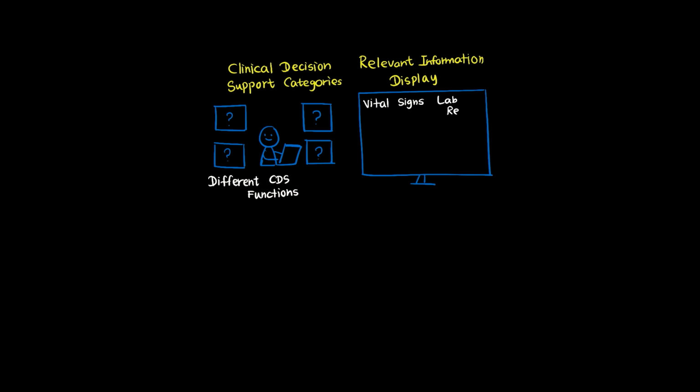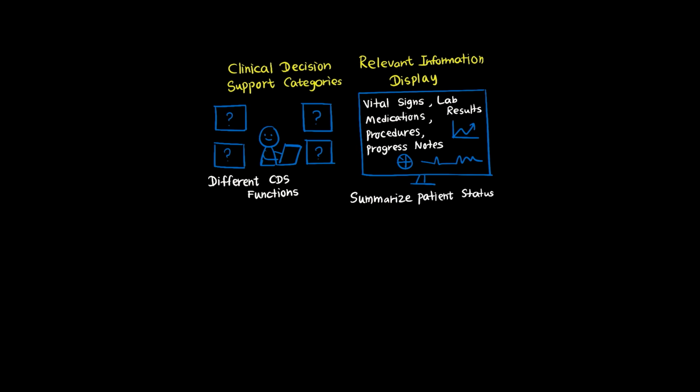Examples include intensive care daily reports that summarize all critical information for ICU patients on a single screen, or disease management dashboards that show key metrics for diabetic or heart failure patients. These aren't alerting about problems or recommending specific actions. They're organizing and presenting information so clinicians can make informed decisions.